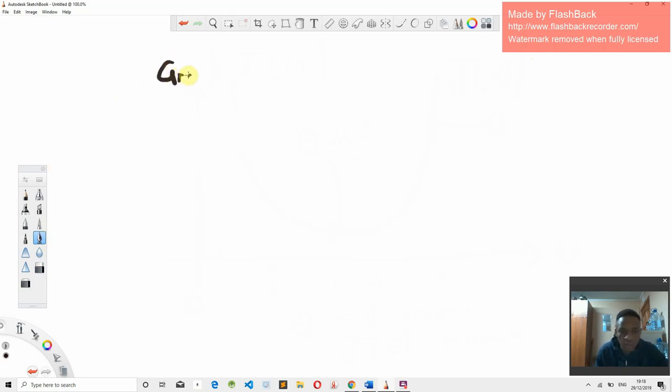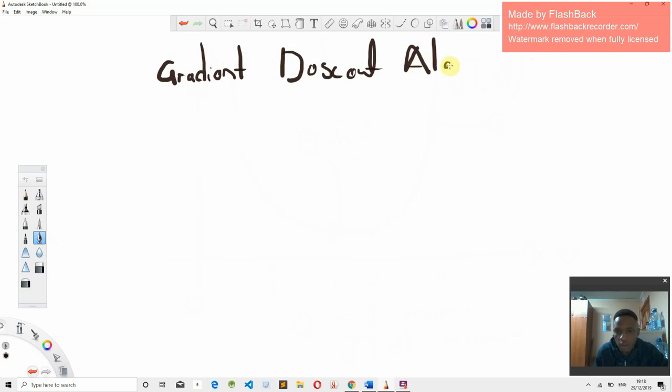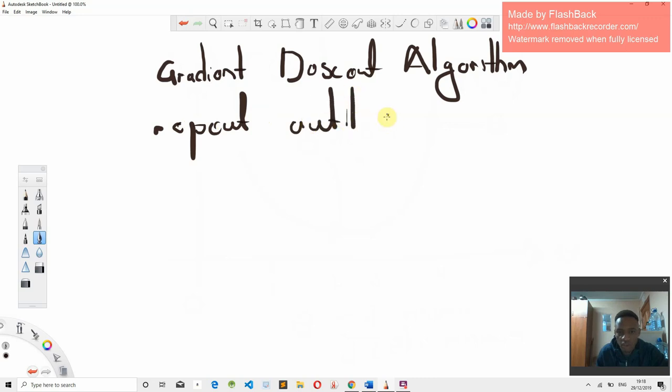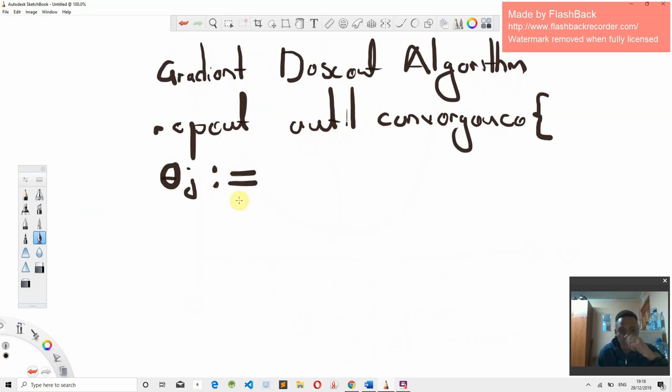So this is the gradient descent algorithm. This is the pseudocode. We repeat until we reach convergence. In this case, we have theta j, and then we use this assignment operator, which I will explain further as we move on.